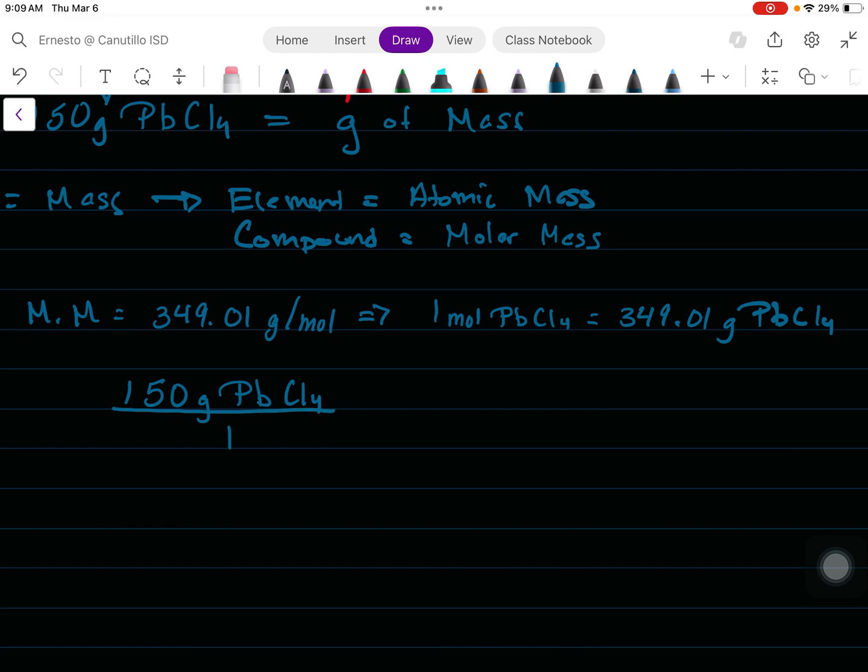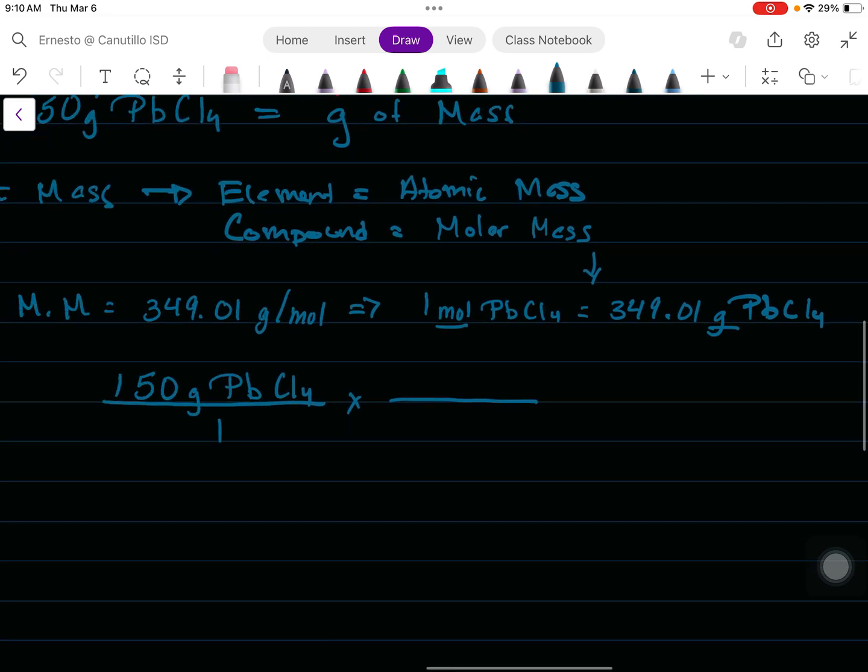I'm going to put that over 1. Then I'm going to multiply by my conversion factor. This is your conversion factor because there are 2 different units that are equal to each other. So what you need to figure out is which one of those units goes at the bottom. The answer is easy. Whatever unit you have here has to match the unit at the bottom.